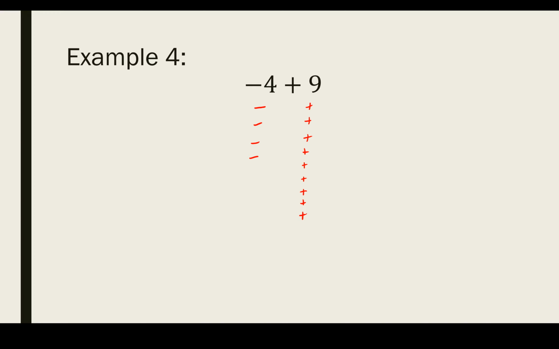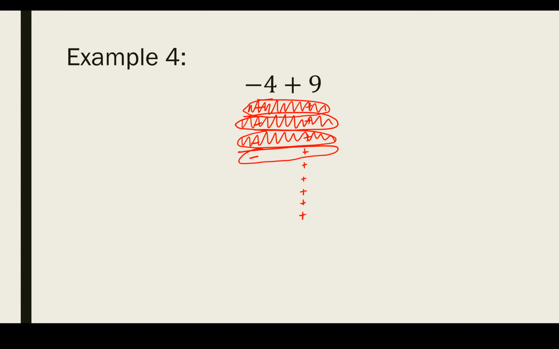Perfect. All right, now remember, every time I see a plus-minus pair, they explode into oblivion, or you could just think to yourself, 1 minus 1 is 0, so of course a negative and a positive cancel. They are opposites. So they've gone away, they have canceled. What do I have left over? I just have 5 positives, so it looks like -4 plus 9 is 5.